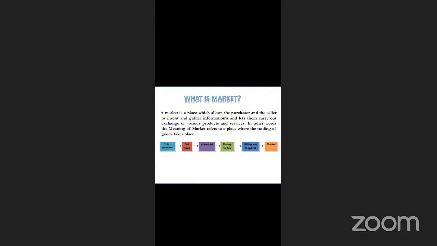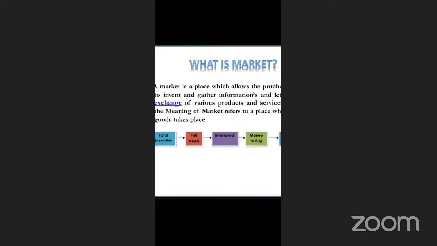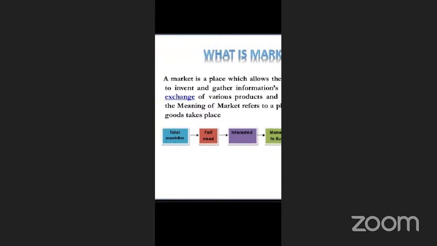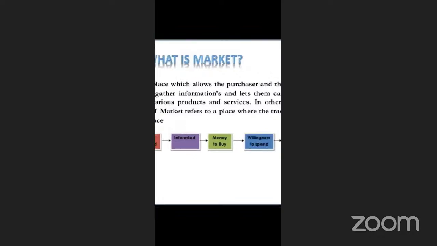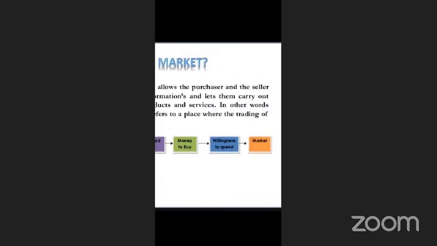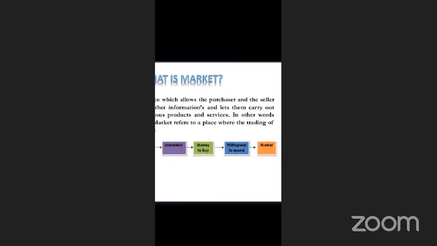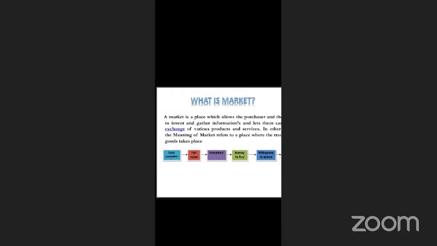First, see the total population, then the population's need, and they should be interested to buy. They should have money to buy, and even if we have money, we should be willing to spend on that particular product. Then the market creates the opportunity for the buyer to buy the product. Understood, ma'am? Yes. So this is the market.